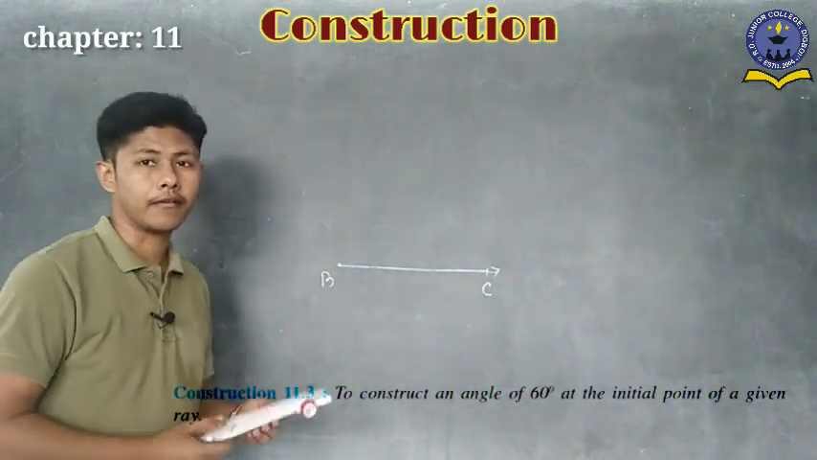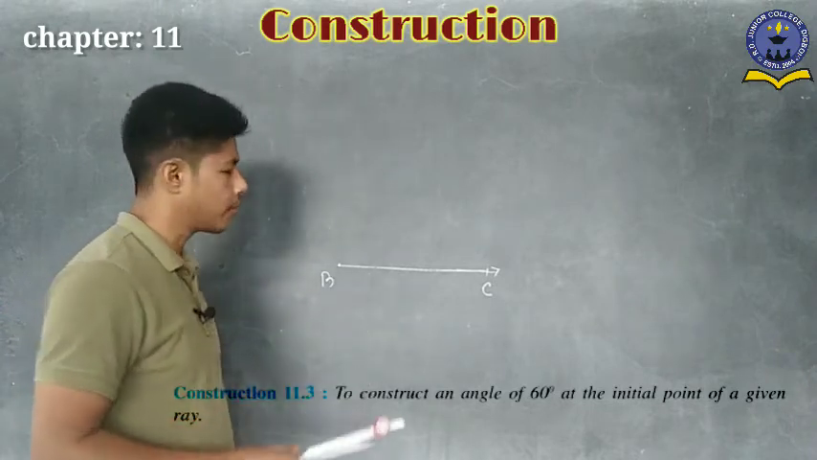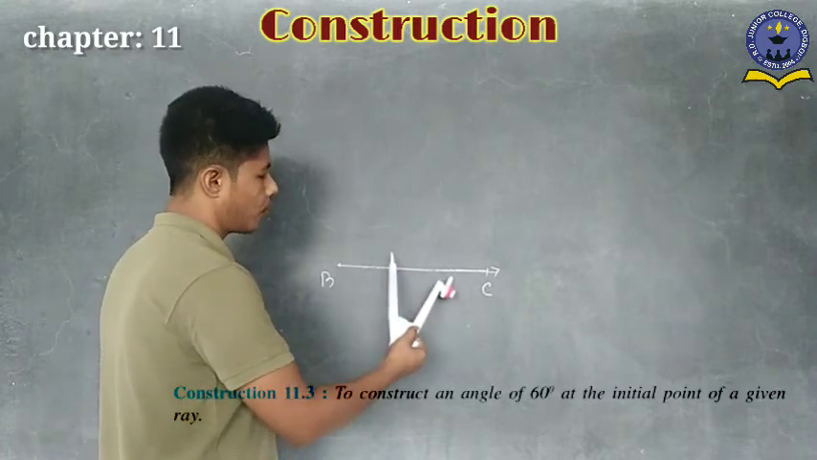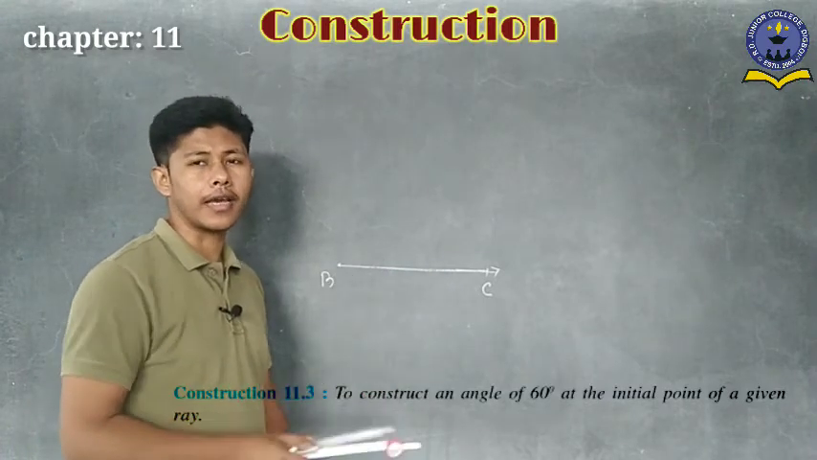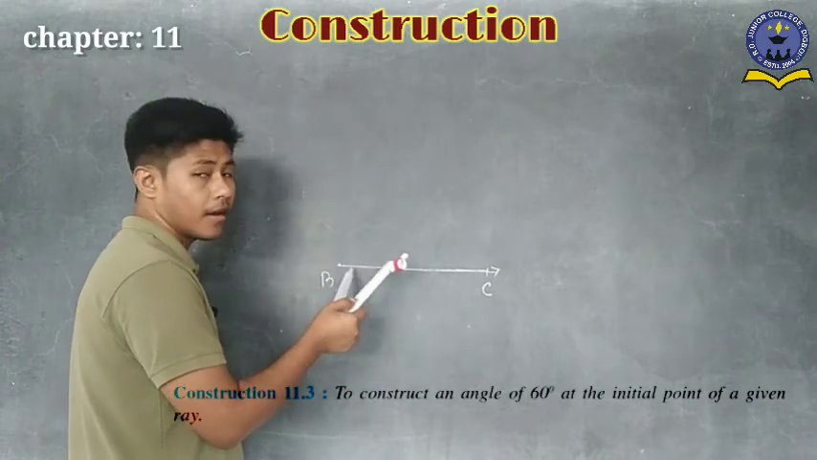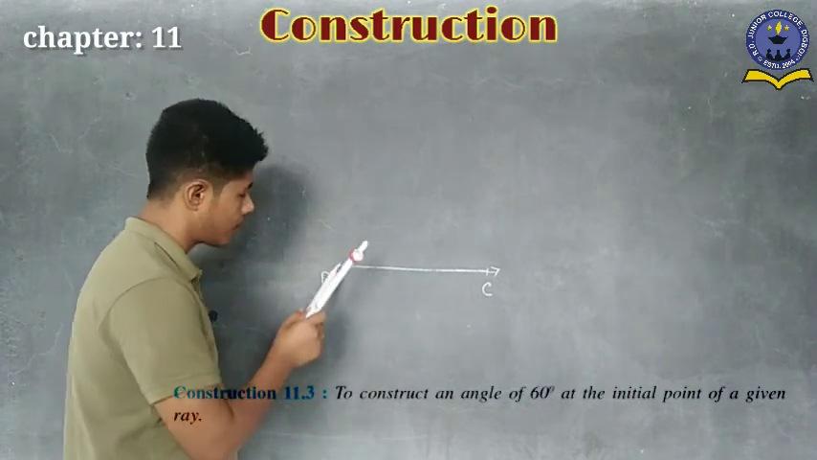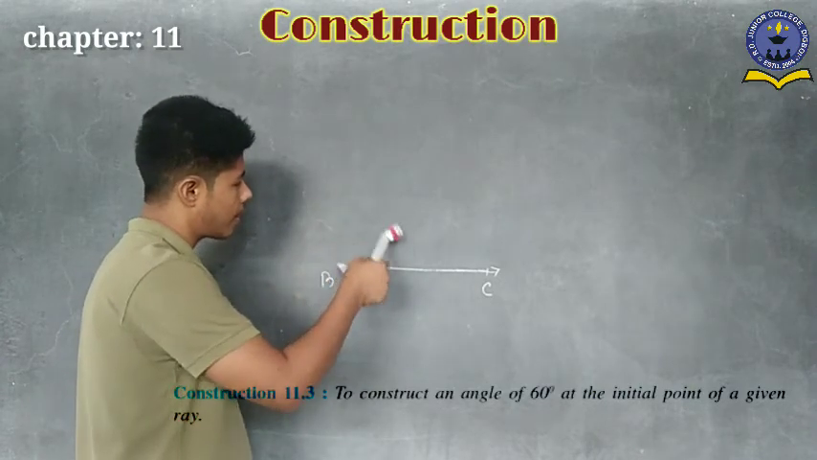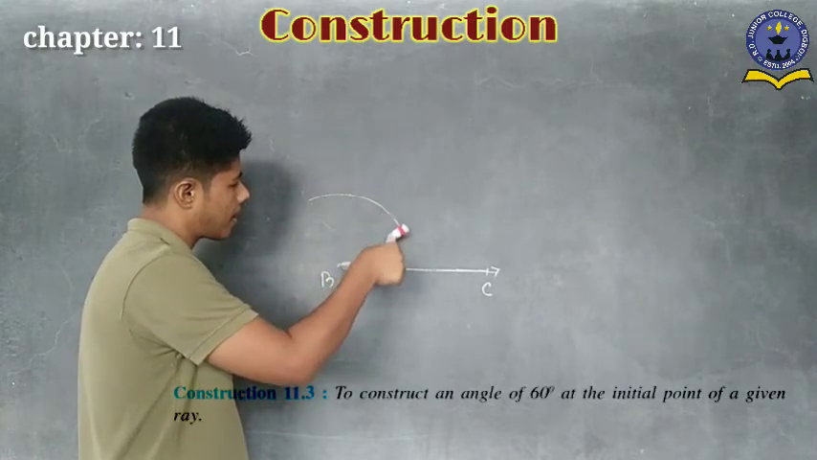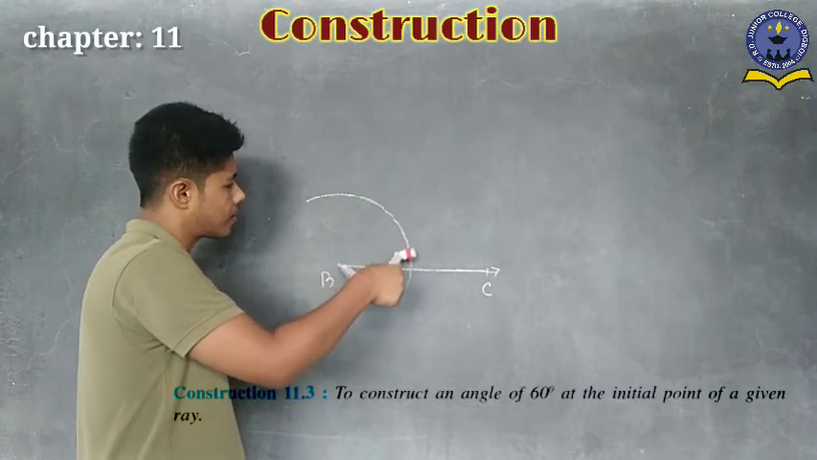After taking this as the baseline BC, we can easily draw the 60 degree angle here. For that, first of all, we have to consider an arc. Any arc you can consider, more than 50%, less than 50%, any arc. Now taking B as a center, we have to draw an arc. Suppose the arc is this one.